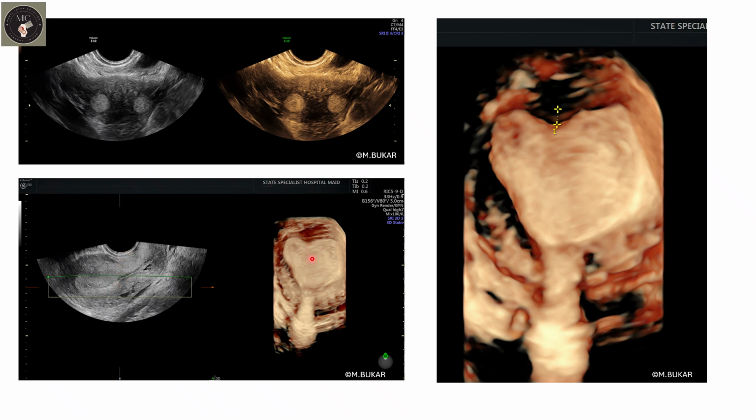So with this 3D here, you can see that what we've seen here is not subseptate, it's not bicornuate, but arcuate uterus. Why? Because the indentation here is just 0.6 centimeters, which is less than 10 millimeters. So this is arcuate uterus.